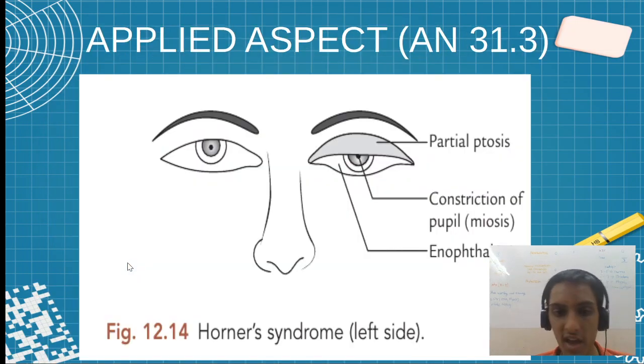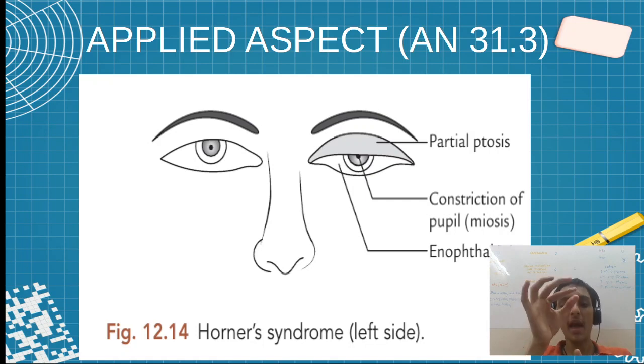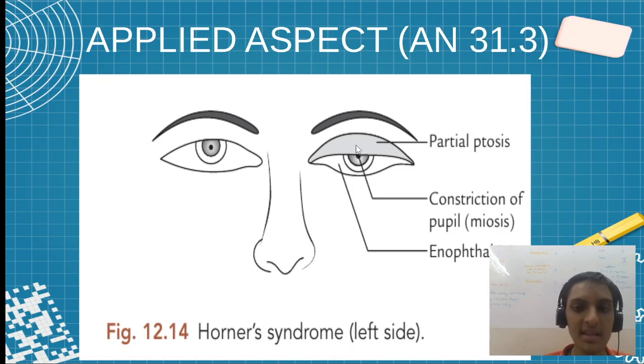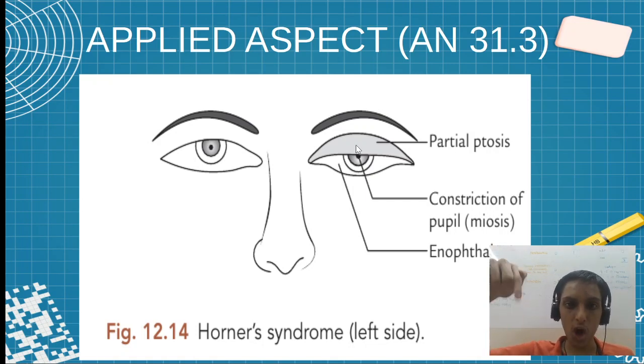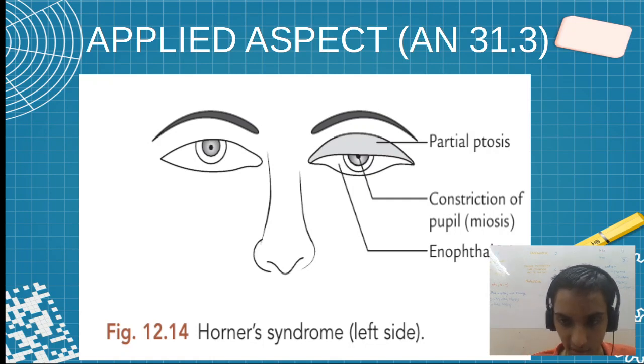Let's see the applied aspect here. Horner syndrome is very important. So please remember these 4 features which I am going to tell you now. Very, very, very important. Ptosis, miosis, anhidrosis, enophthalmos. Ptosis is drooping of eyelid. Have we come across another important disease where we are seeing this? Let me know in the comment section in what other disorder you are going to see ptosis.